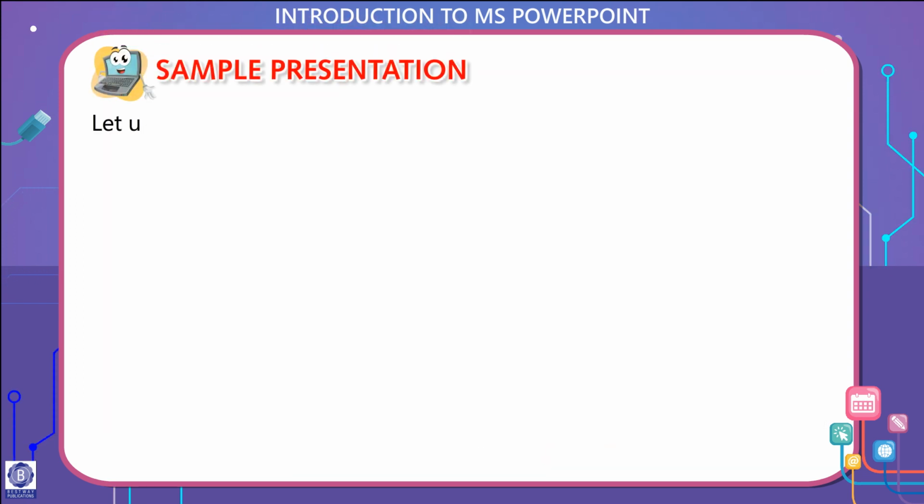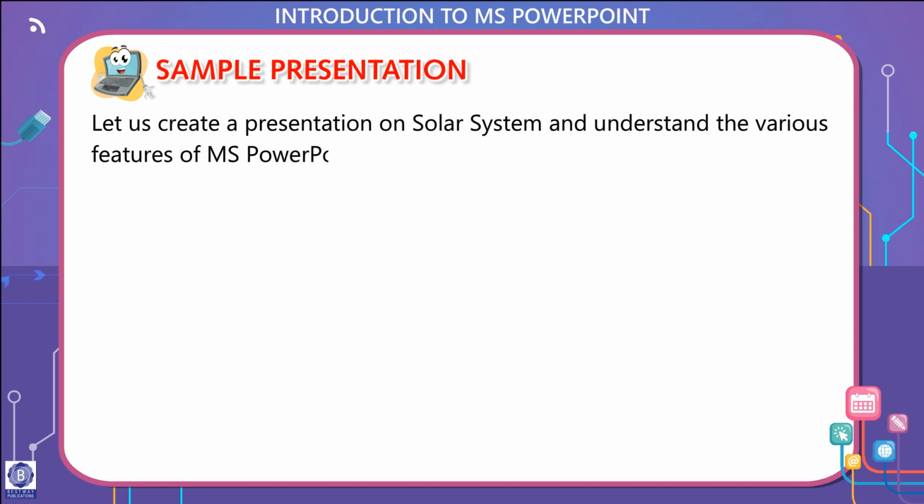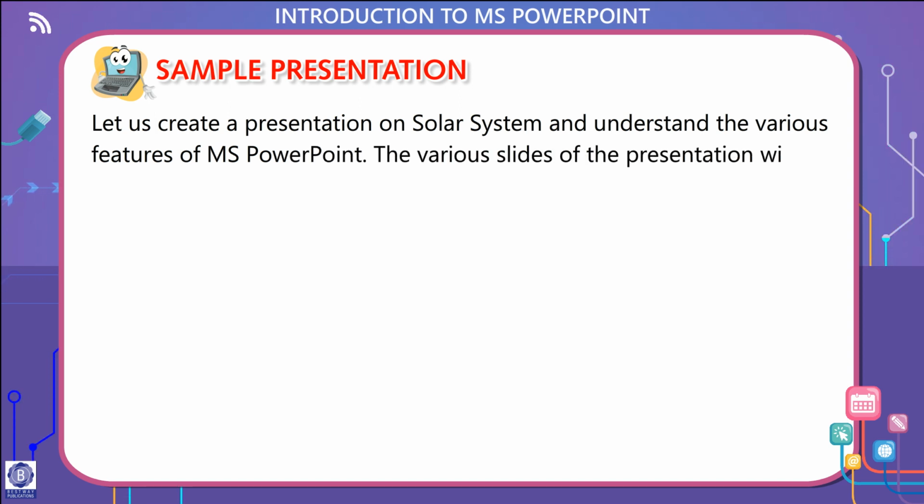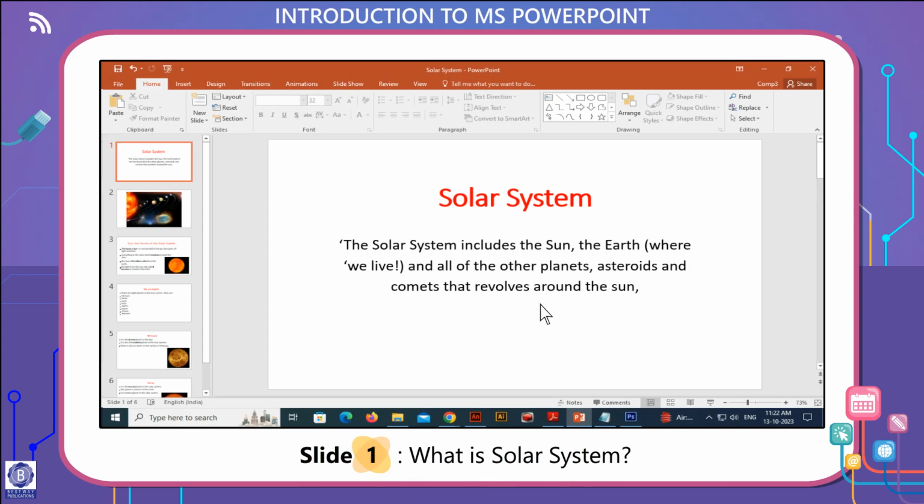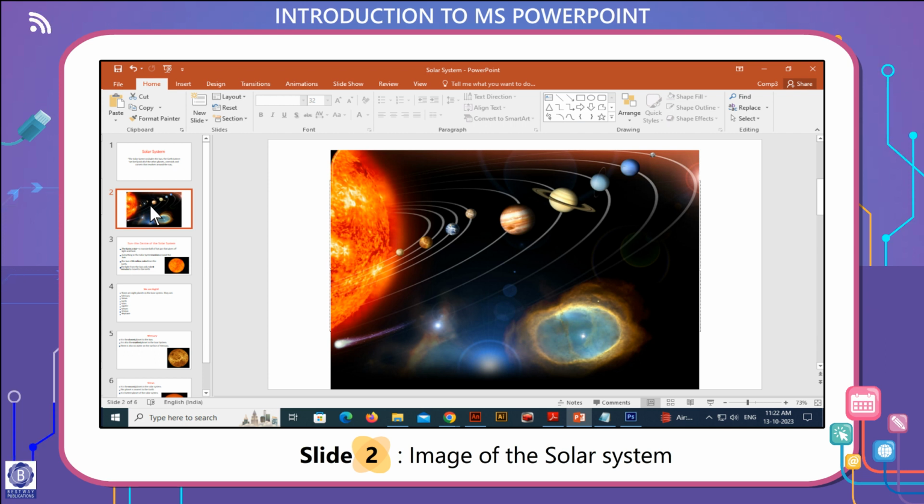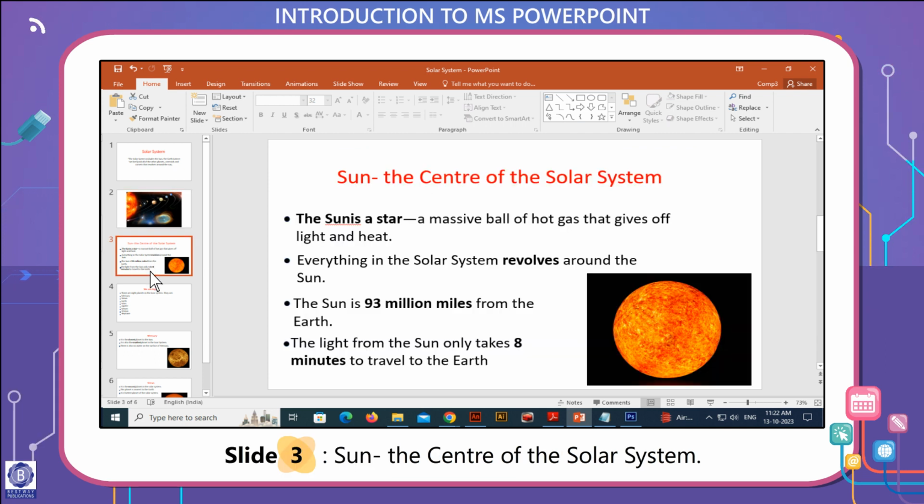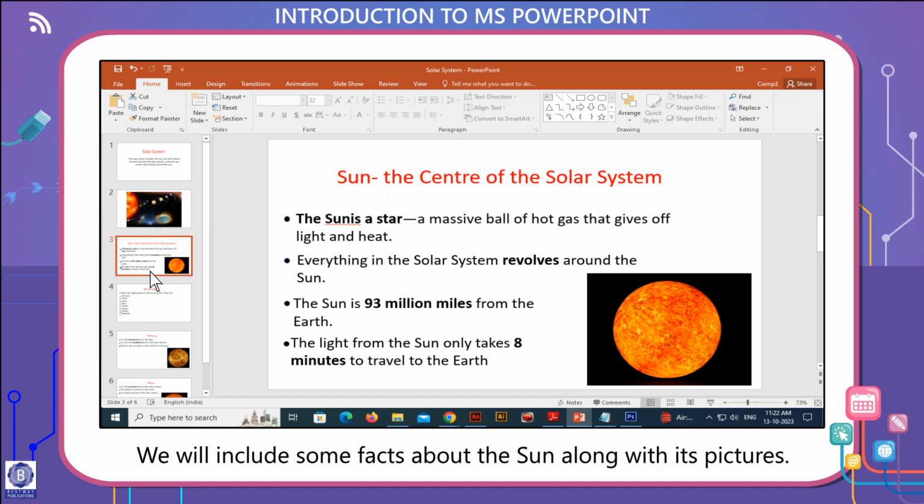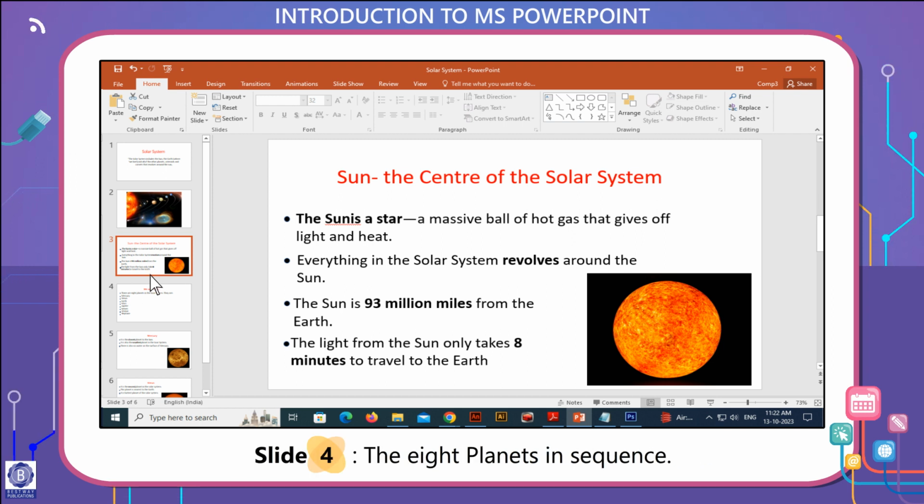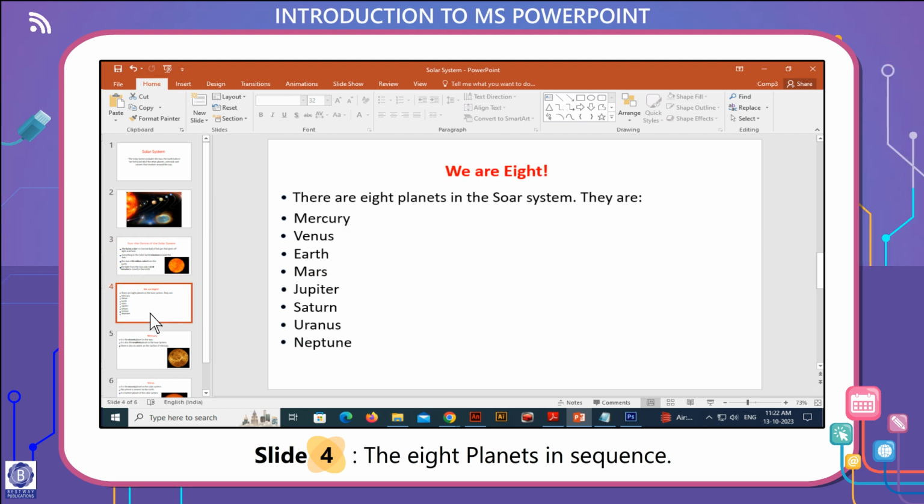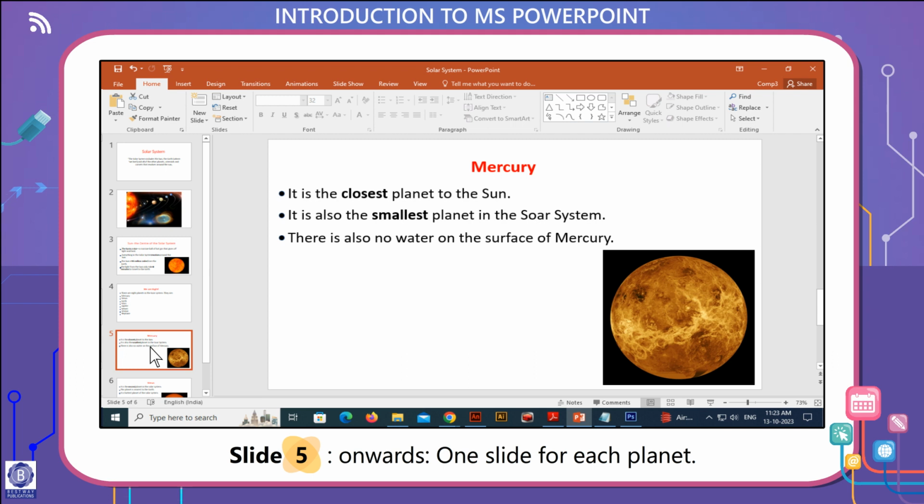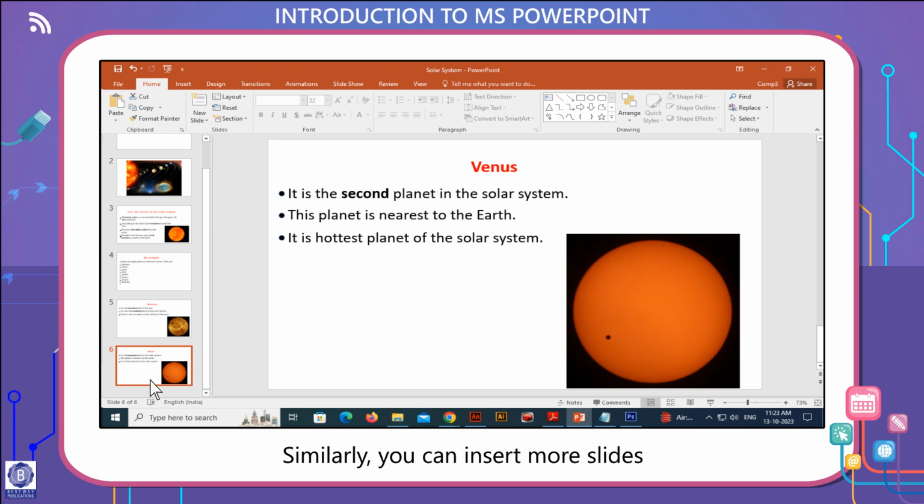Sample presentation. Let us create a presentation on solar system and understand the various features of MS PowerPoint. The various slides of the presentation will be as follows. Slide 1. What is solar system? Slide 2. Image of the solar system. Slide 3. Sun, the center of the solar system. We will include some facts about the Sun along with its pictures. Slide 4. The 8 planets in sequence. Slide 5 onwards, 1 slide for each planet. Similarly, you can insert more slides for other planets of the solar system.